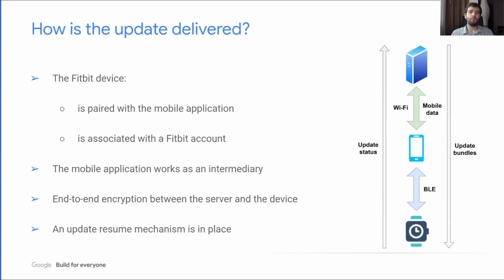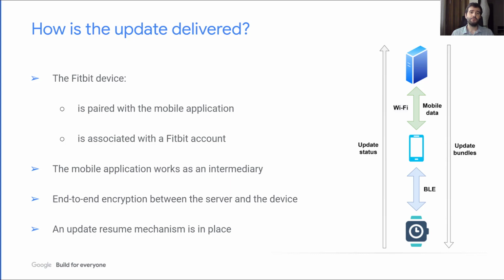So how is the update delivered? We have a Fitbit application which is running on a mobile device. This application is used to connect to the Fitbit ecosystem, and it includes device pairing, synchronization, firmware update delivery, and many more features. The users log into this application with their Fitbit account, and they pair the Fitbit device with the application through BLE.